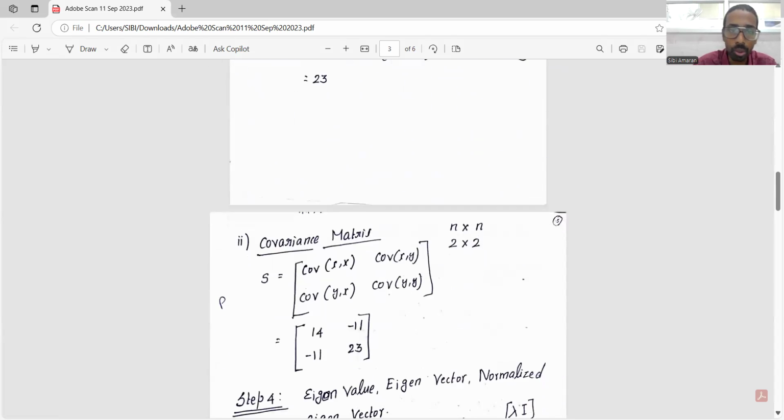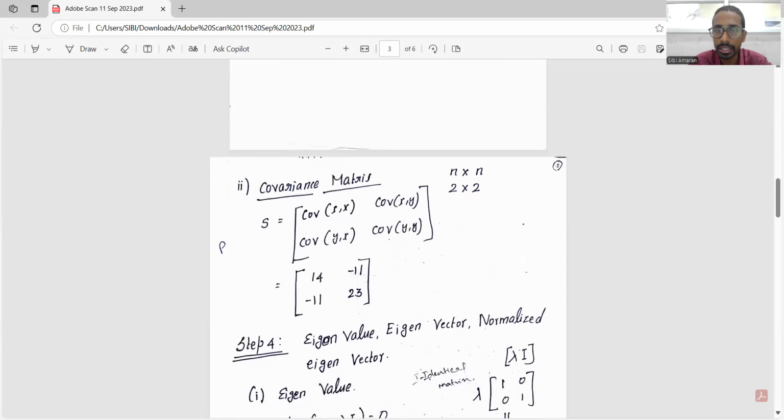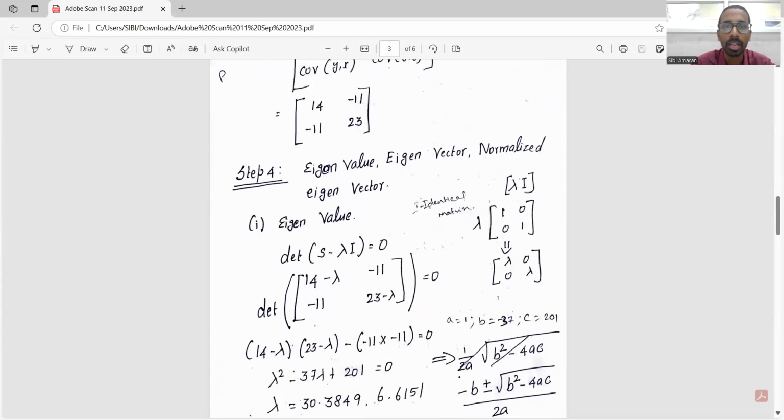Now I have to find the covariance, because without the ordered pairs we cannot find the covariance matrix. This is the reason I am taking the ordered pairs. After that, S equals the covariance of X comma X, X comma Y, Y comma X, and Y comma Y. This is represented as a 2 cross 2 matrix. I just substituted the values of X comma X, X comma Y, Y comma X and Y comma Y as they are. Now I have to find the eigenvalue and eigenvector, and normalize the eigenvector.